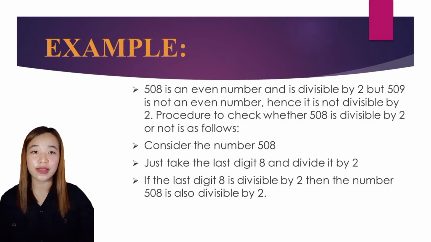So the procedure to check whether 508 is divisible by 2 or not is as follows. First, consider the number 508. Just take the last digit 8 and divide it by 2. If the last digit 8 is divisible by 2, then the number 508 is also divisible by 2.